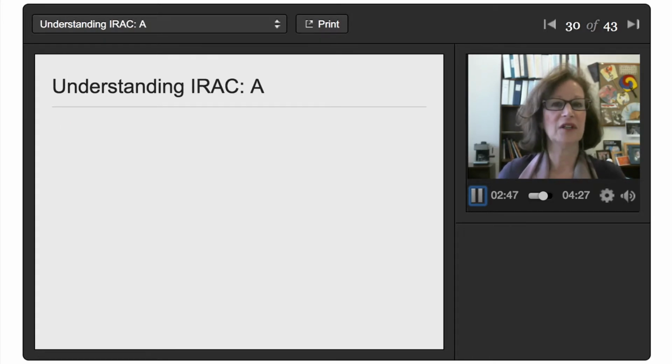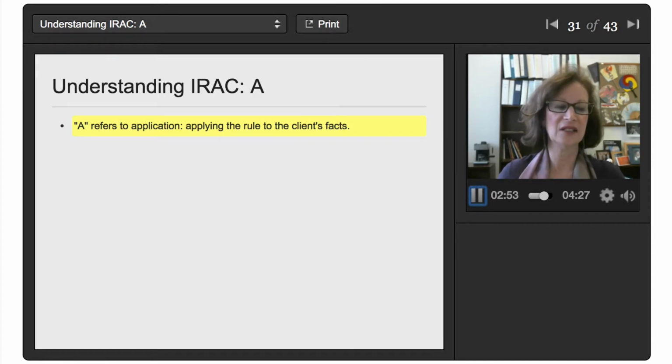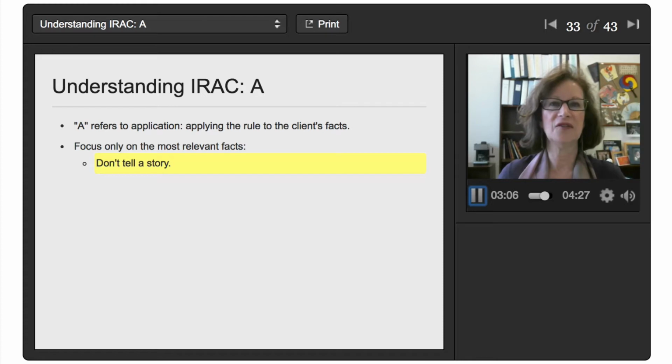The next part of conveying your legal analysis is where you apply the rule to your client facts. That's the A, the application. When you are applying the rule to your client facts, you only want to focus on the most relevant facts with respect to that issue. There's no need to reiterate the facts of your client's case or to tell a story. That doesn't belong in this portion of your analysis.